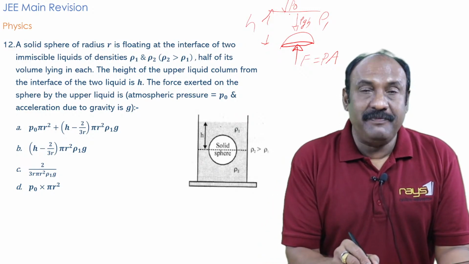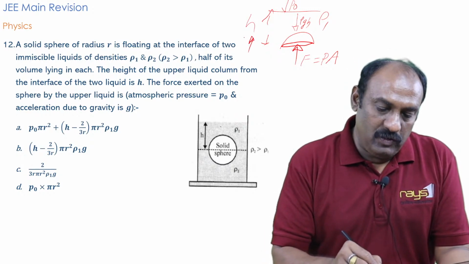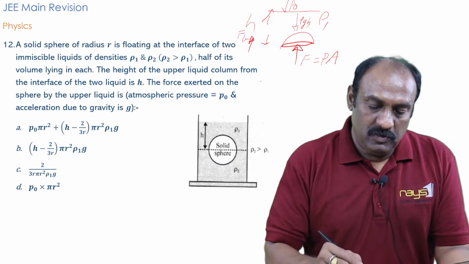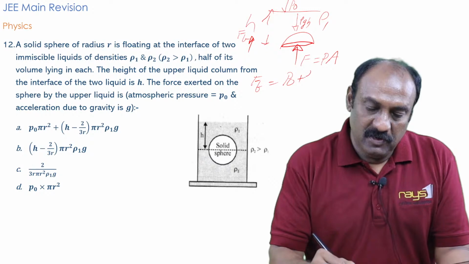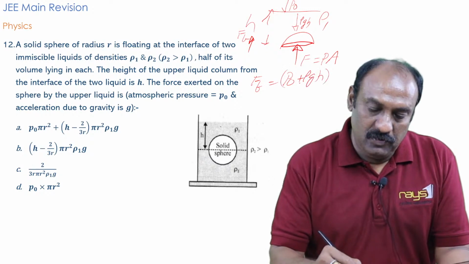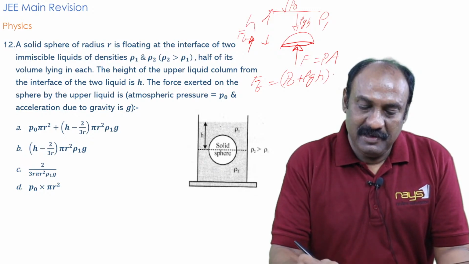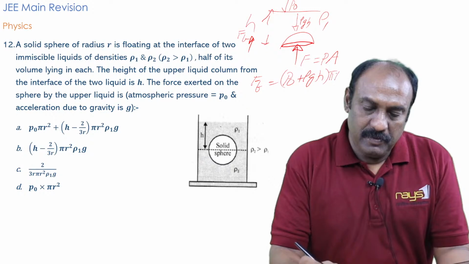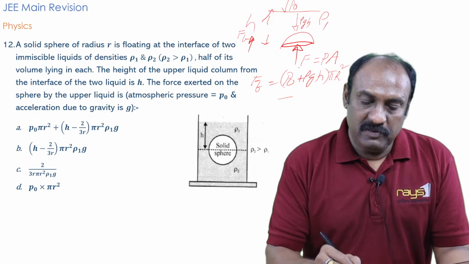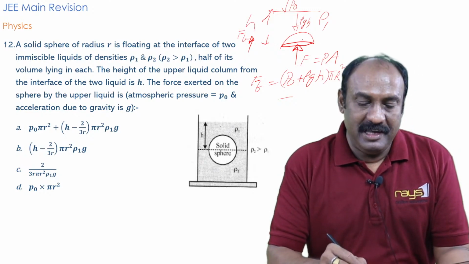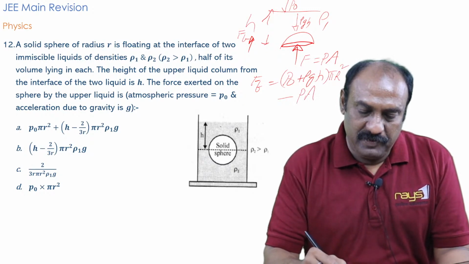So, the resultant of this downward and upward force will give the buoyant force on this one. The resultant of these two will give the buoyant force. So, buoyant force is equal to the downward force, P naught plus rho g h, into area of cross section, which is pi r square, minus the upward force on the flat face of the hemisphere, F equal to P into area of cross section.